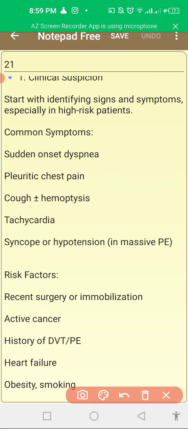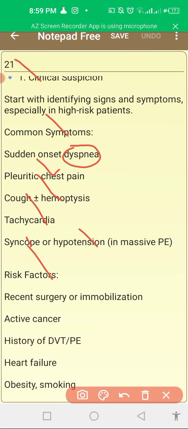Number one, clinical suspicion. We will have to look at some common symptoms like sudden onset dyspnea, pleuritic chest pain, cough with hemoptysis, tachycardia, syncope, hypotension. In massive pulmonary embolism, we will have to clinically correlate the signs and symptoms of the pulmonary embolism from the patient.